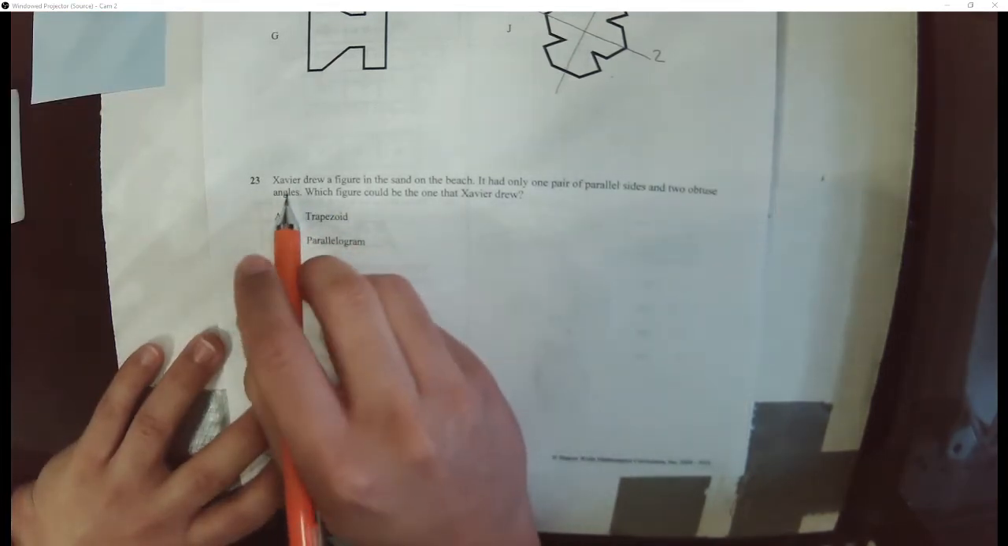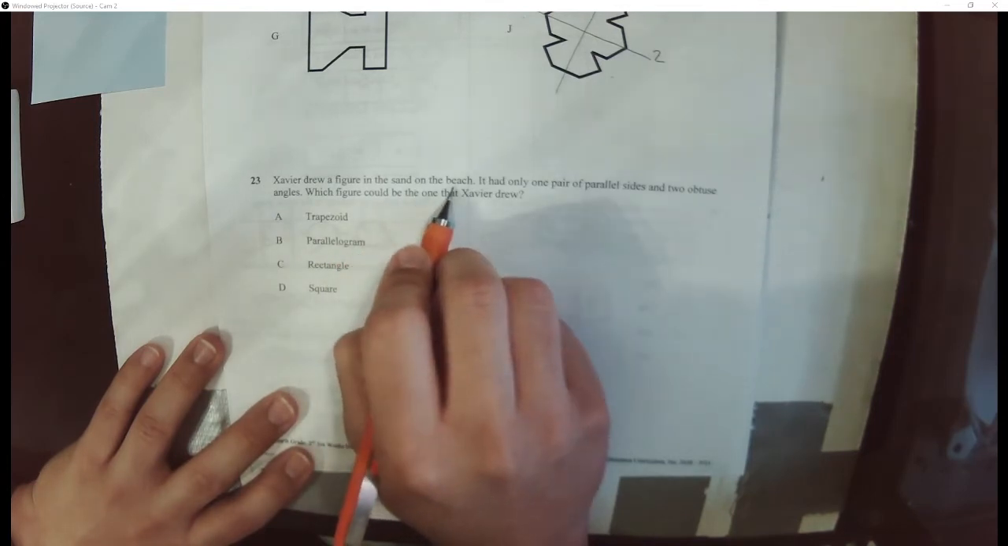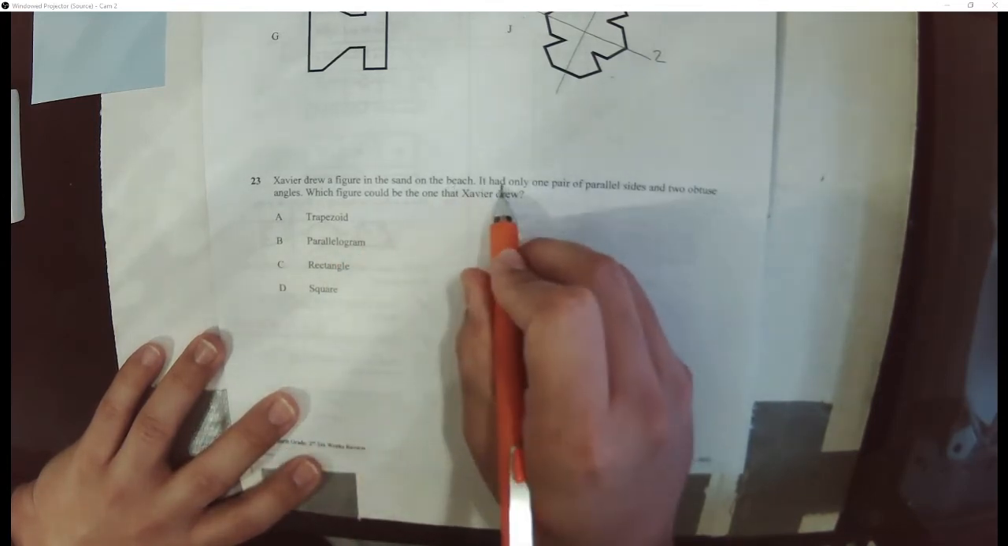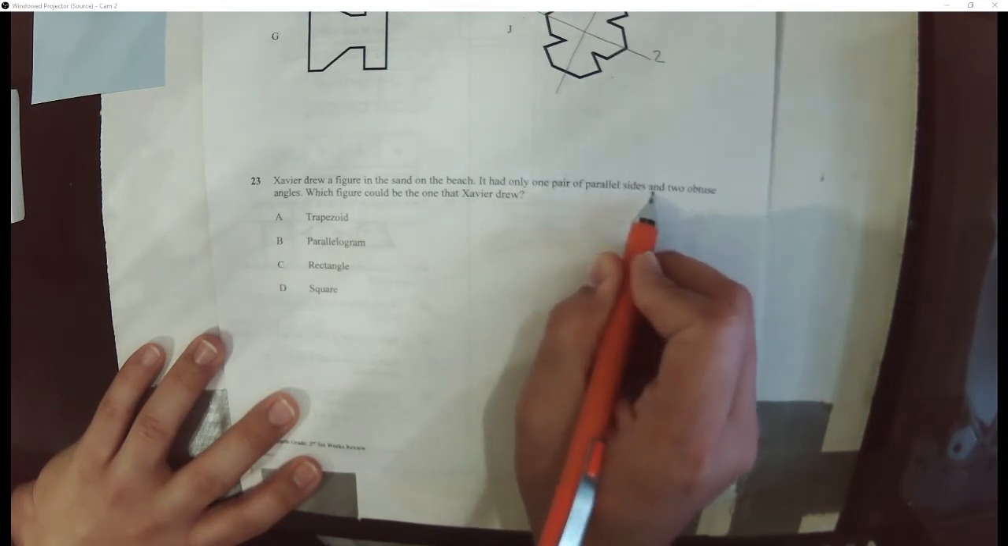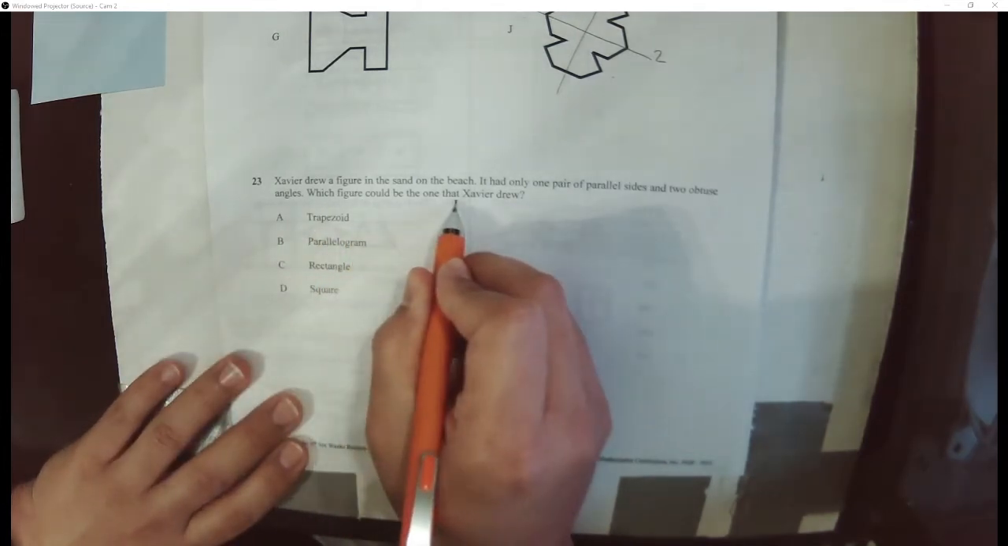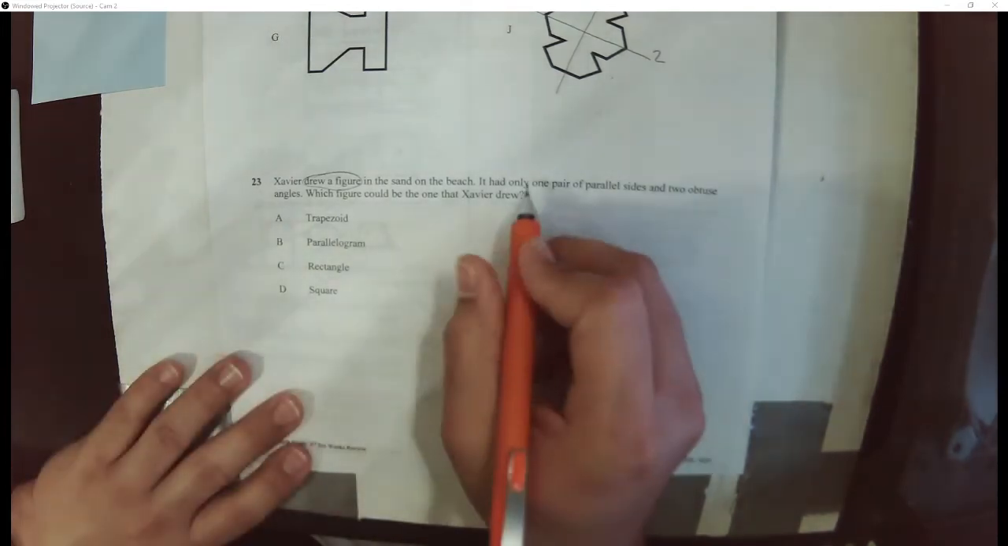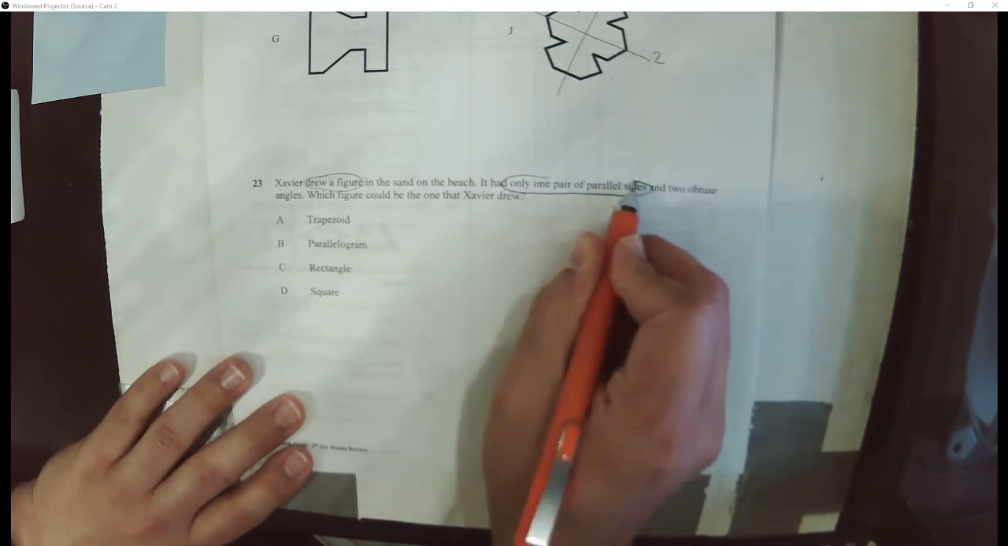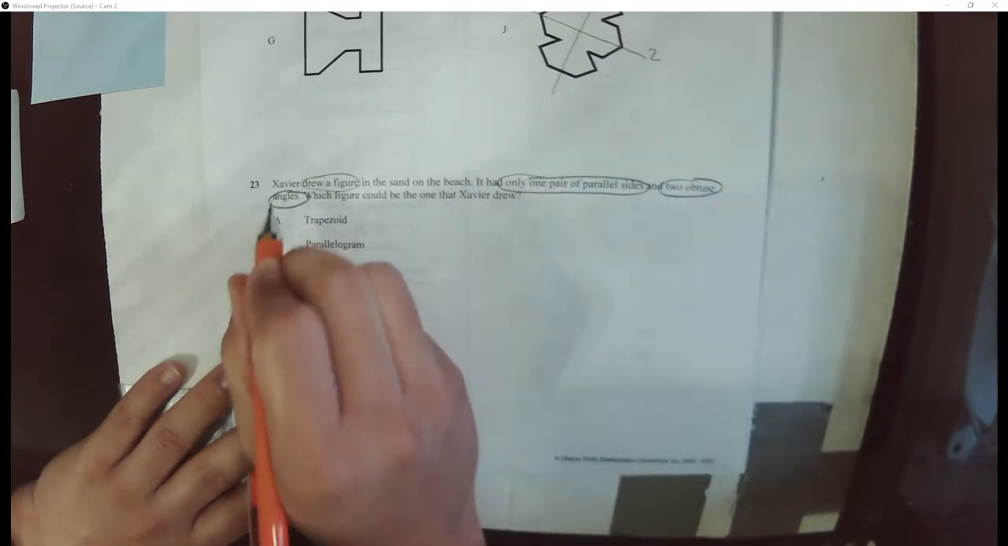Number 23. Xavier drew a figure in the sand on the beach. It had only 1 pair of parallel sides and 2 obtuse angles. Which figure could be the one that Xavier drew? Okay. So he drew a figure, but they don't show us what it looked like. But they do describe it to us. There was only 1 pair of parallel sides. There were 2 obtuse angles.